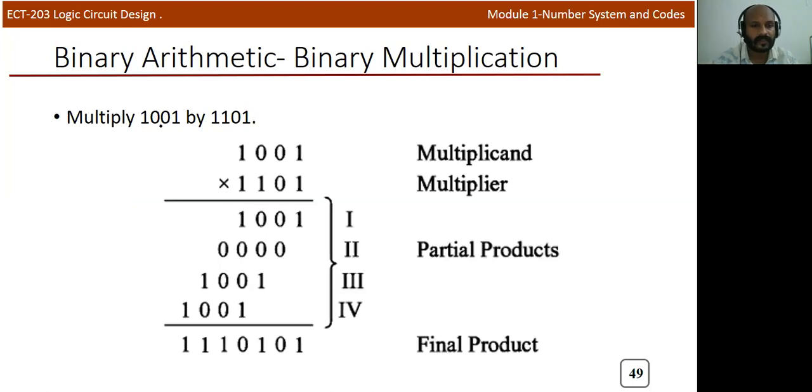Here two values are given, 1001 and 1101. We need to multiply. The same way as in decimal, we can perform the multiplication. First we take this 1 and multiply it with the first value 1001. So you get 1 0 0 1. Okay, now we need to consider this 0. If you multiply with 0, the answer will be 0. And next 1, so we'll get 1 0 0 1, and the fourth one is again 1 1 0 1 0. Now we need to add.